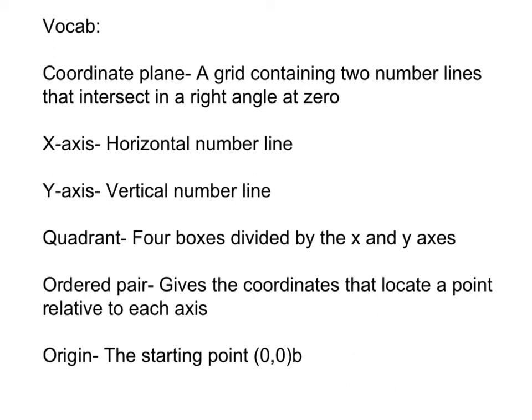The first is coordinate plane, a grid containing two number lines that intersect in a right angle at 0. The x-axis is the horizontal number line. The y-axis is the vertical number line. Quadrants are 4 boxes divided by the x and y axis. Ordered pair gives the coordinates that locate a point relative to each axis. And the origin is the starting point, which is 0, 0. And there shouldn't be a b there, so please just ignore that.